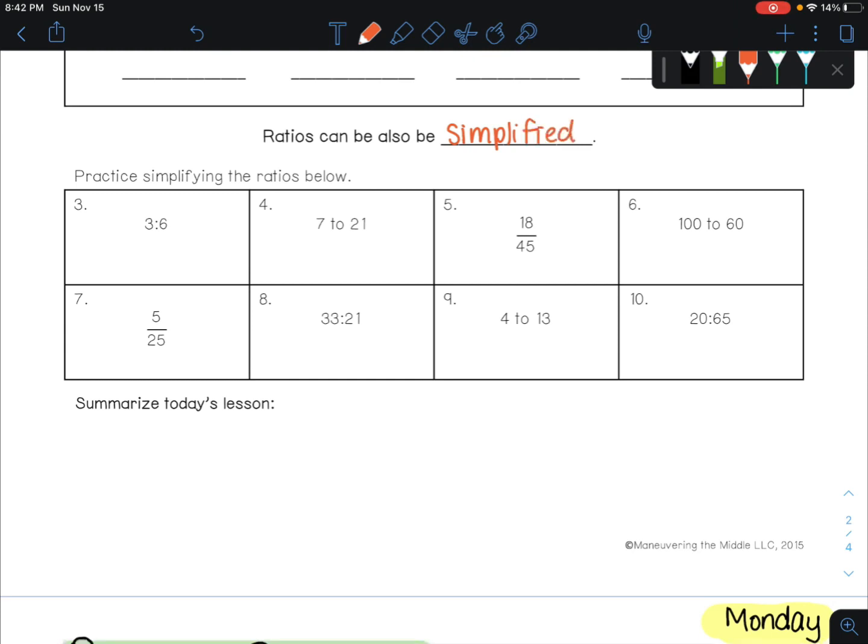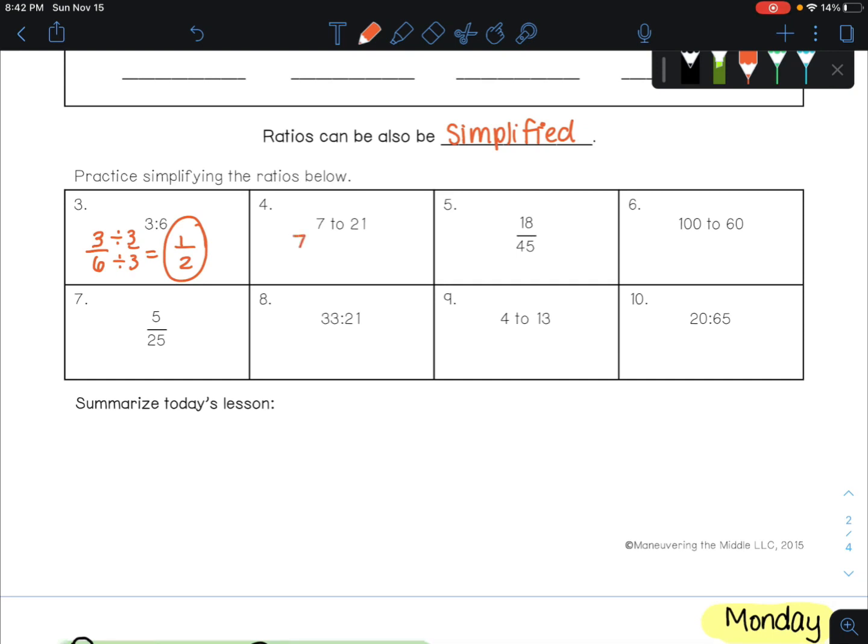Honestly, to me, I think it's most obvious when they're written as a fraction because we know to simplify fractions, but it doesn't actually matter. Any way you write a ratio, it can be simplified. So 3 to 6, this is 3 over 6, which we know. We can simplify by 3 over 3, and we get 1 over 2.